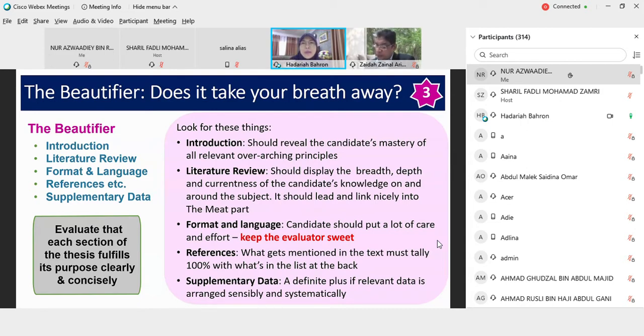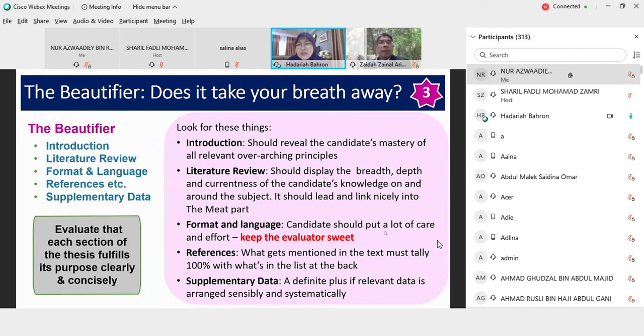If you're talking about something beautiful, but it's something totally not related to what you are reporting in the chapters of methodology and results and discussion, then the literature review is irrelevant. You must write something that is relevant to the subject or to the things that you are going to be reporting. Format and language.